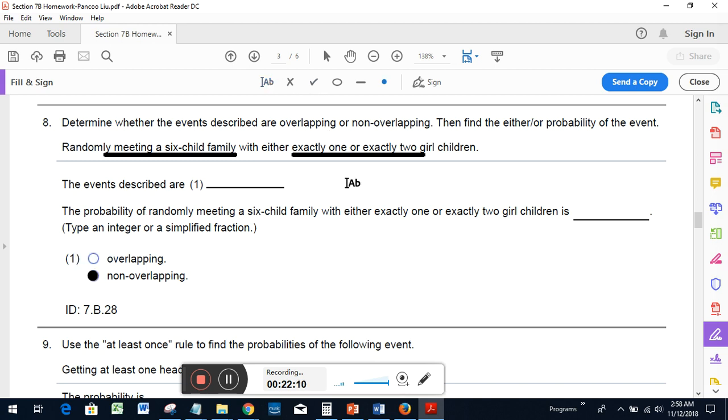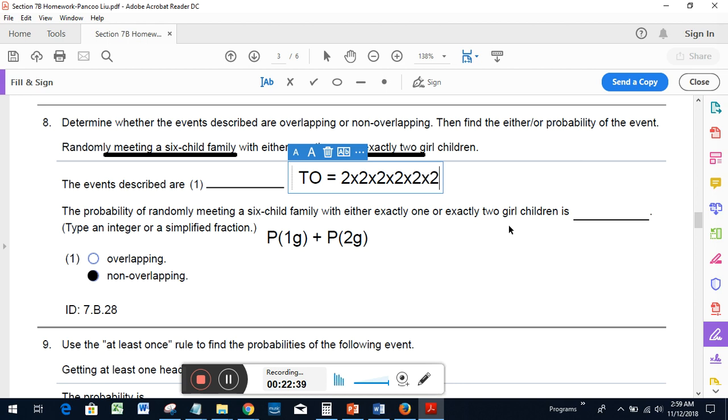So here, you're going to take the probability of 1 girl plus the probability of exactly 2 girls. Now, we need to figure out total outcome. And this is similar to our answer in section 7A, using the multiplication principle rule. So total outcome here, we have 6 children. Each child has 2 choices. So 2 times 2 times 2 times 2 times 2 times 2, or 2 to the 6th power. Same, you'll get the same answer. And this is basically 64.